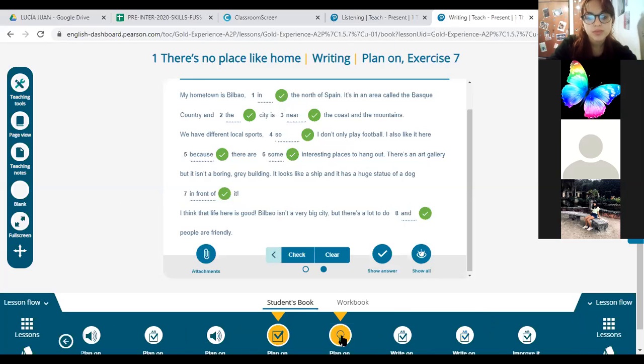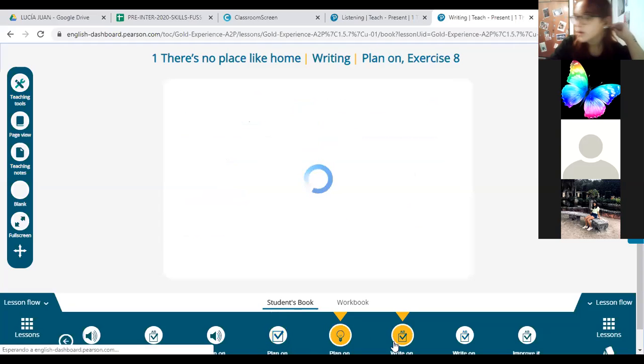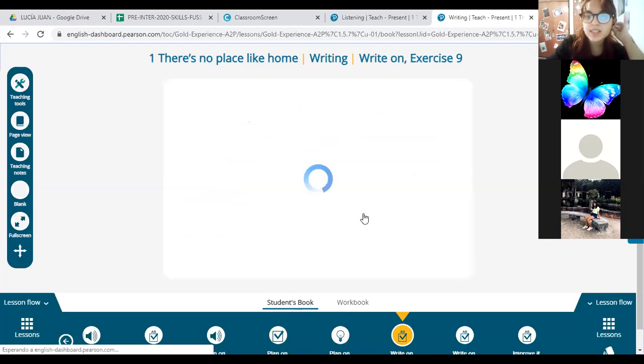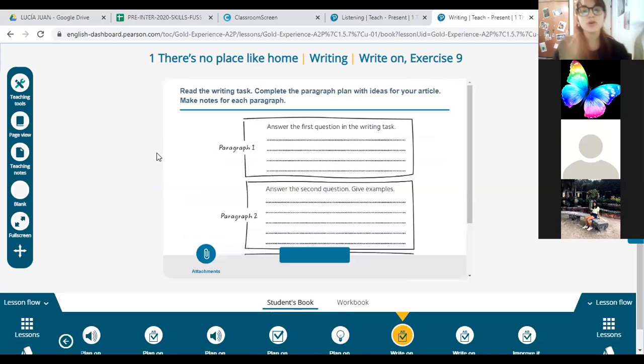Good. Now we're moving on to exercise 9. We're going to get to work. It says write on, like this. It looks like this. You have all the different boxes. So please, here first, read the writing task. Complete the paragraph plan with ideas for your article. Make notes for each paragraph.